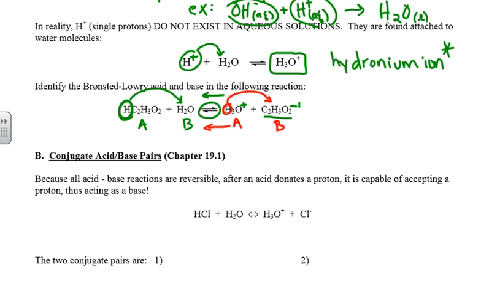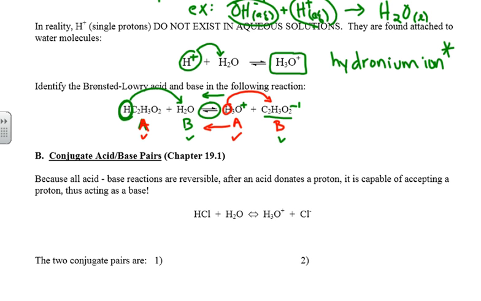Okay, so that's what we are talking about when we say identify the Brønsted-Lowry acid and base. We have the acetic acid and the hydronium ion. This one and this one are the acids. And the water and the acetate ion are behaving as Brønsted-Lowry bases.